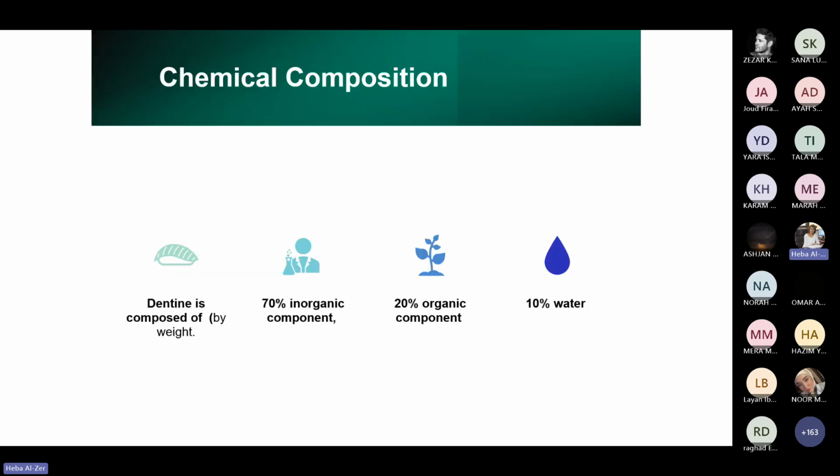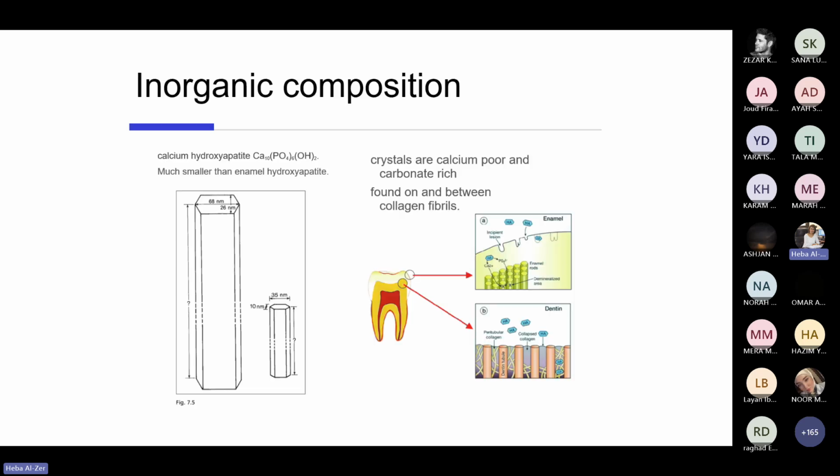What is the chemical composition of dentine? So it's composed by 70% inorganic component, calcium hydroxyapatite as usual, 20% organic material, collagen matrix, and other organic materials we will discuss in a minute, and 10% of water. To start with, the inorganic material is the calcium hydroxyapatite crystal we saw in enamel. But here in dentine, look the difference between the crystals in dentine and in enamel. In dentine, it's really smaller.